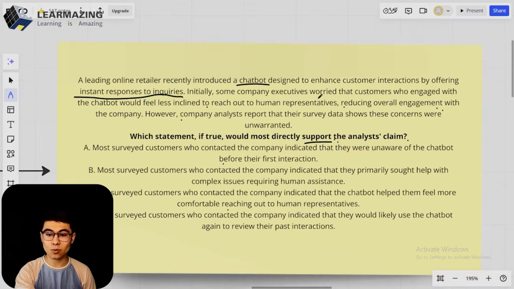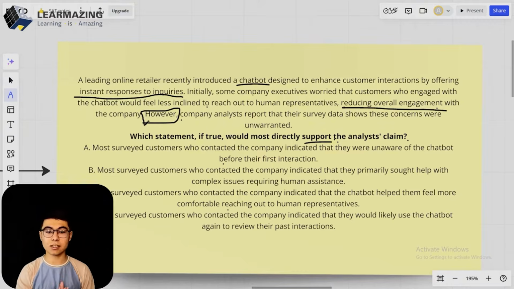Initially, some company executives worried that customers who engage with the chatbot would feel less inclined to reach out to human representatives, reducing overall engagement with the company. However, so here we have a shift, a contrast. Company analysts report that their survey data shows these concerns were unwarranted. So they first thought that if we have a chatbot, then people will not be inclined to reach out to humans, but that is actually not true. My prediction is that it actually increases the overall engagement with the company.